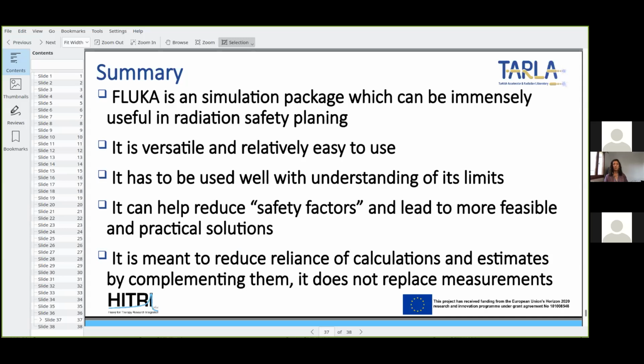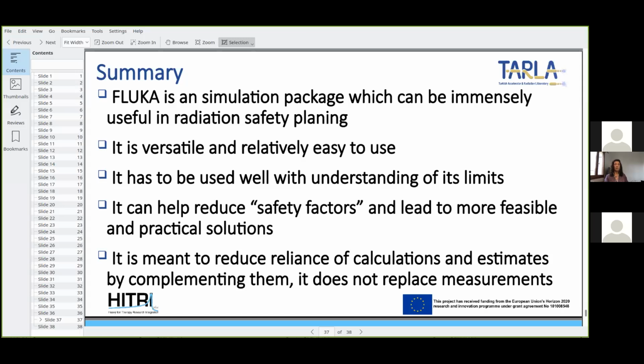You have to have a good physics background, so you have to understand what its limits are. And as I said, the biggest help in terms of radiation safety is that it helps you reduce these safety factors and then use much cheaper, more feasible and more practical solutions.